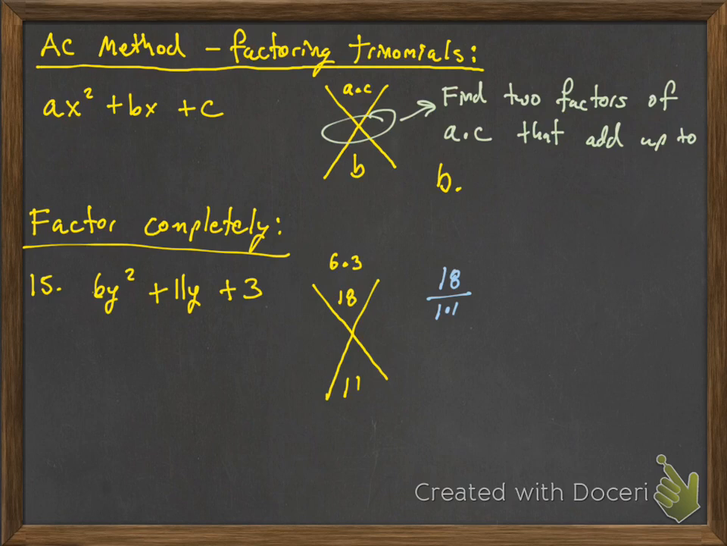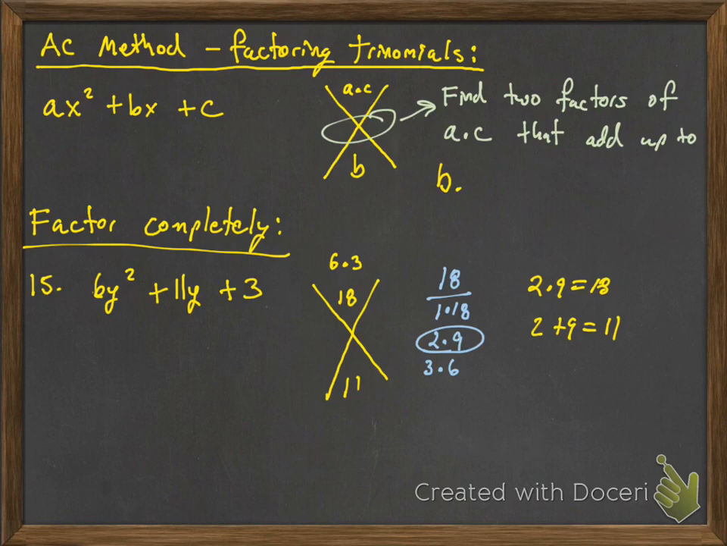Okay. So we're looking for factors of 18 that add up to 11. So what I do is I write down 18. 18 is 1 times 18, 2 times 9, 3 times 6, and I go through the list. I try to find as many as I can, and then I add them up. So 1 plus 18 is 19, 2 plus 9 is 11, so that's what we want. So 2 times 9 is 18, and 2 plus 9 is 11. So that's what we're looking for.